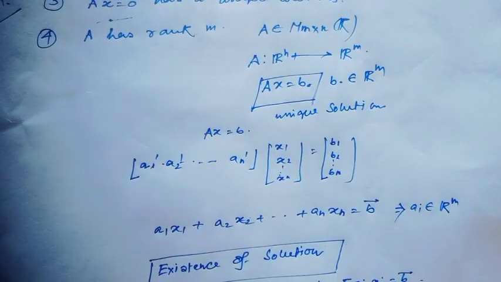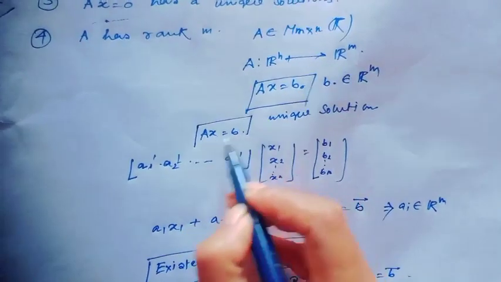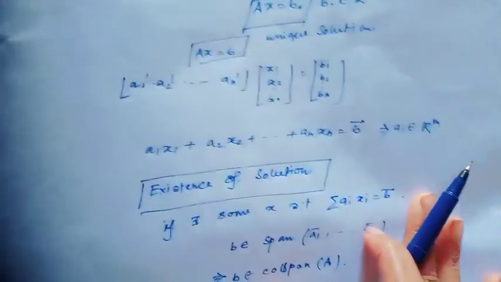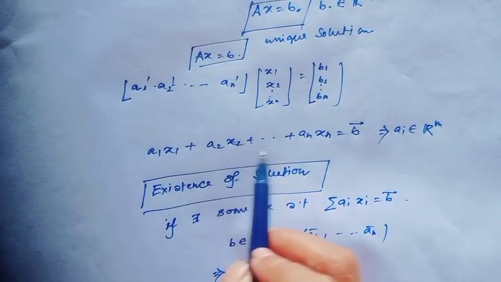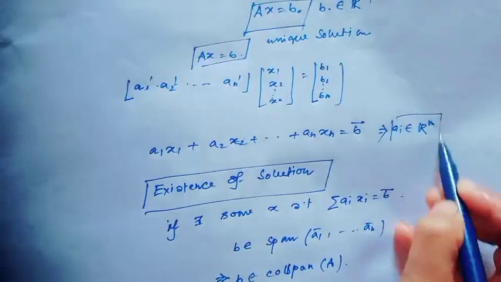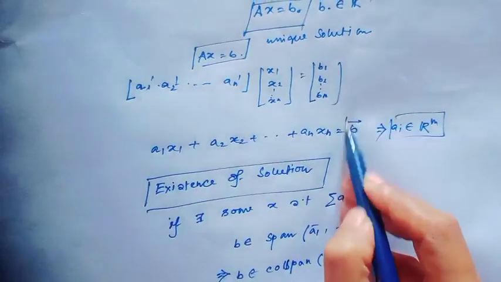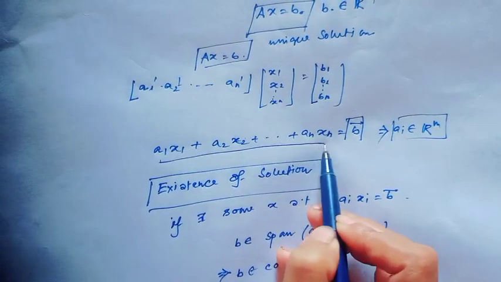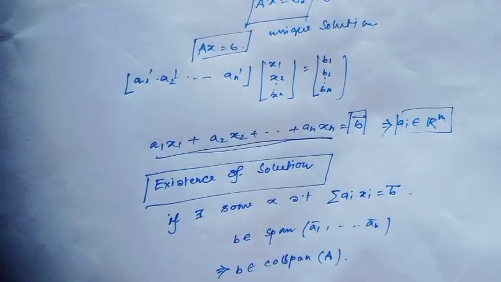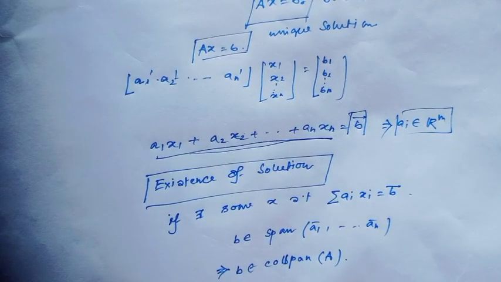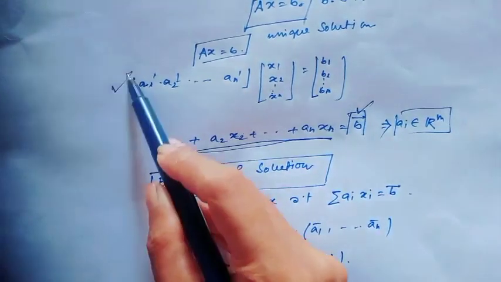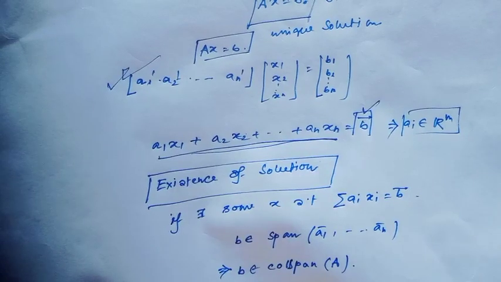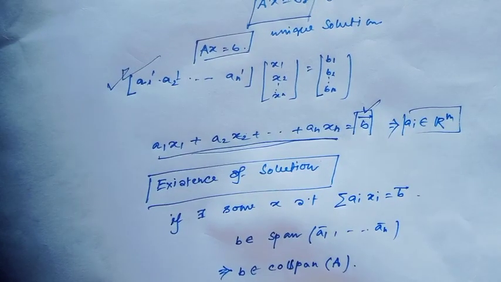At first just recall what the Ax equal to B solution is. Ax equal to B means obviously B is a linear combination of the set a1 x1 plus a2 x2 up to an xn, where ai belongs to Rm. B is actually the linear combination of these vectors, and since B is a linear combination of these vectors, this is actually the definition of column space.